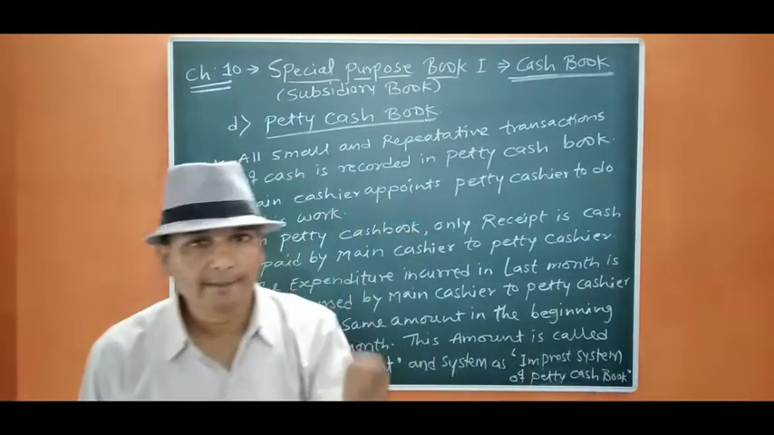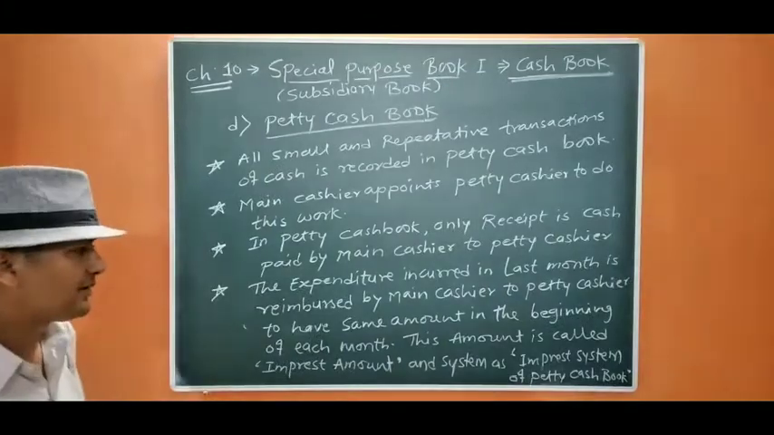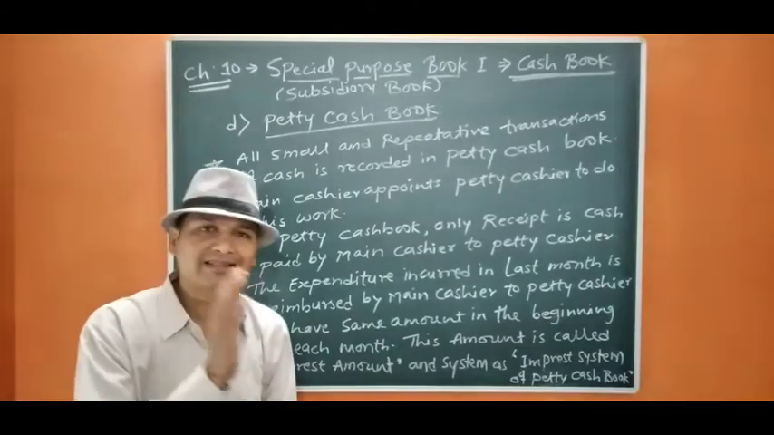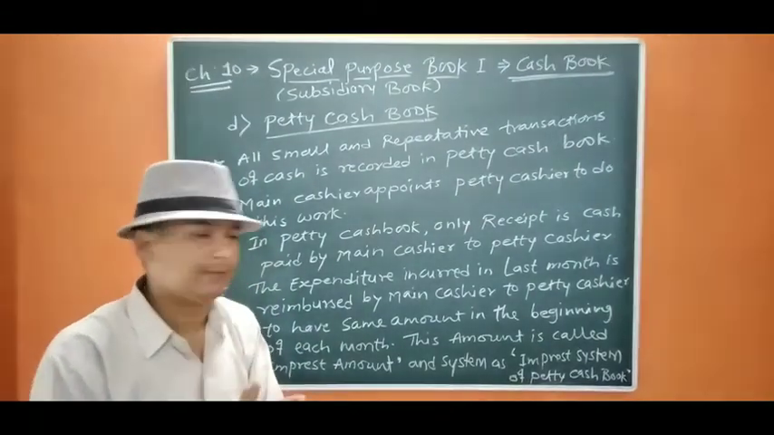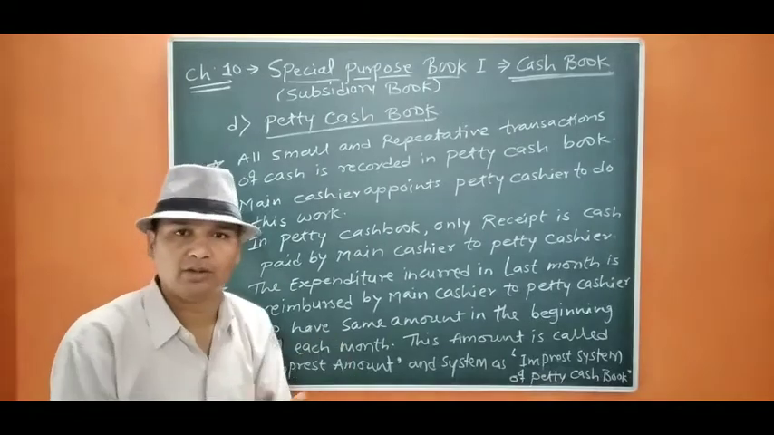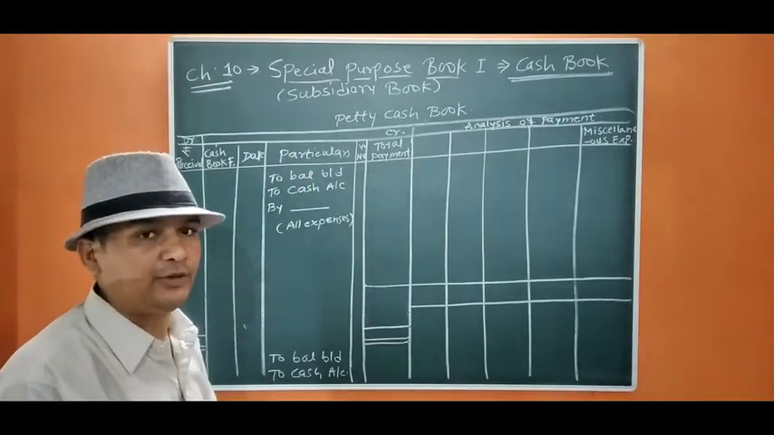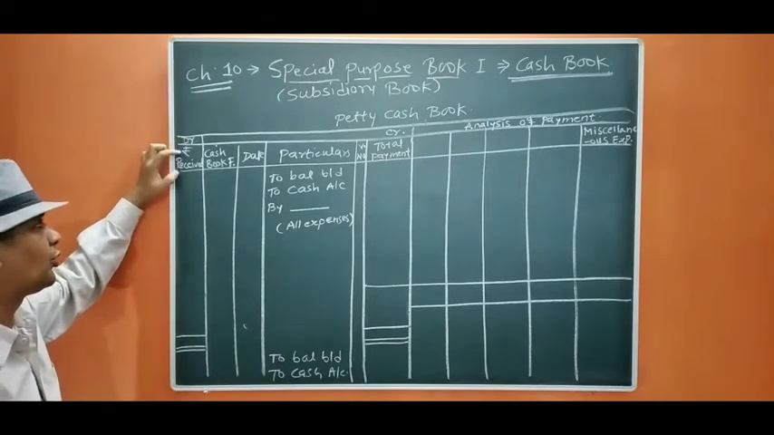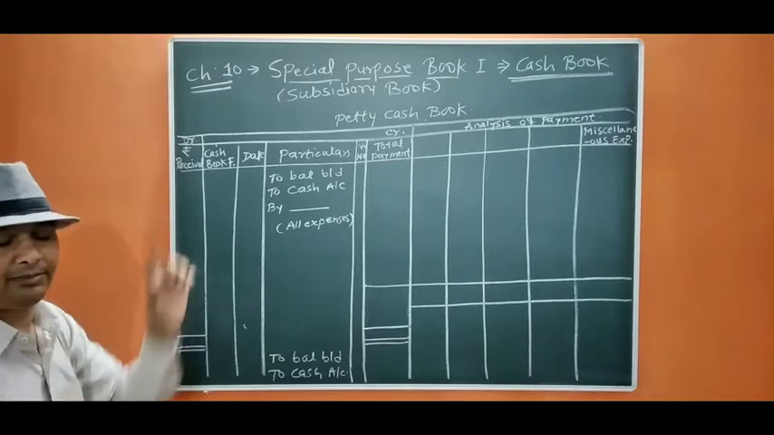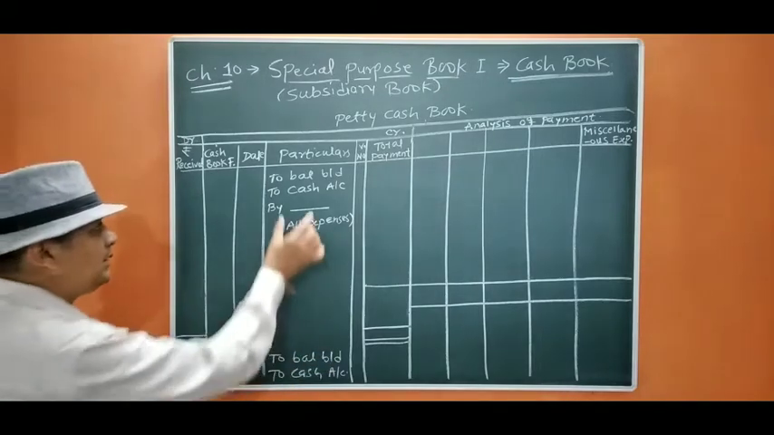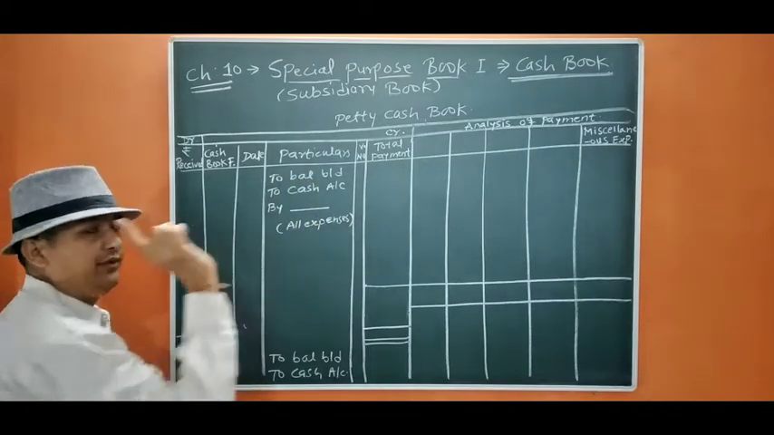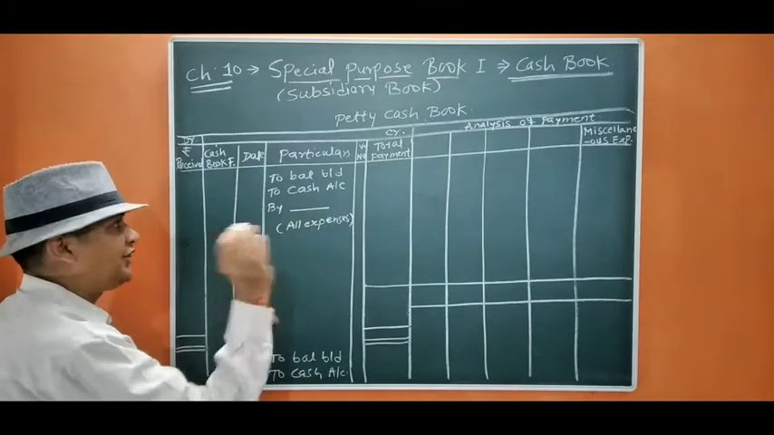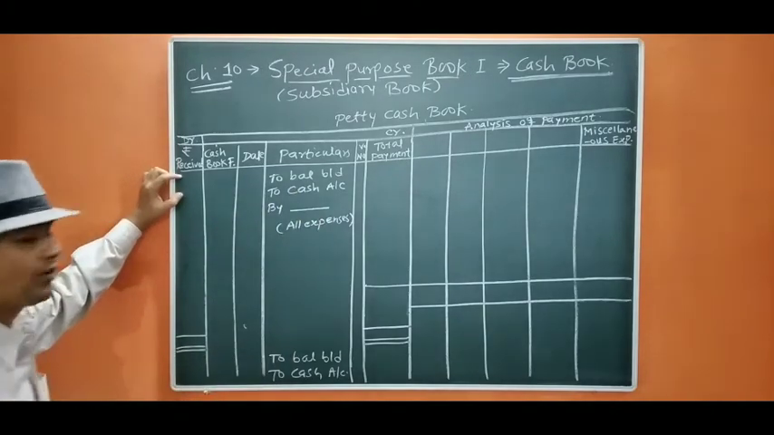So it is very important. You should remember the imprest system of petty cash book is to reimburse the amount of last month's expenditure in the current month. Okay, this is the specimen of petty cash book. If you see, this is the debit side, amount received or rupees received. The receipt can be done only from cash account. Only one receipt, that is receipt from the main cashier.